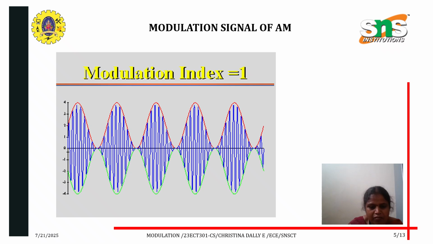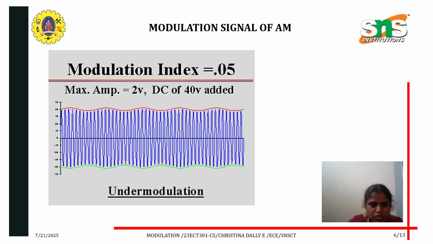We have 100% modulation, and what happens if m is less than 1, or if m is greater than 1, the critical modulation or over modulation? We have so many types. If the modulation index is 1, we attain 100% modulation. This is the diagram representation of the modulation index.